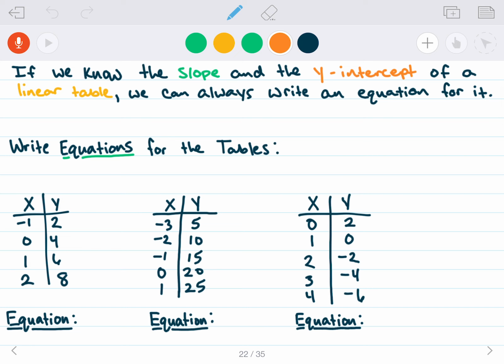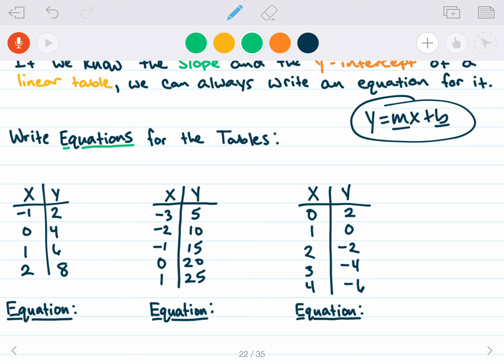If we know the slope and the y-intercept, we can always write an equation, right? Our equation is y equals mx plus b. Anytime we know m and anytime we know b, we can write an equation. And we can always find b, even if it's not written in the table. And I'm going to show you how. Okay, so let's go ahead and first find the slopes.